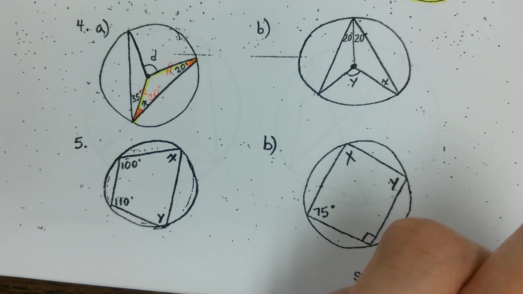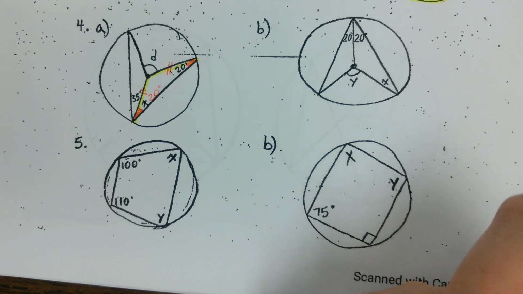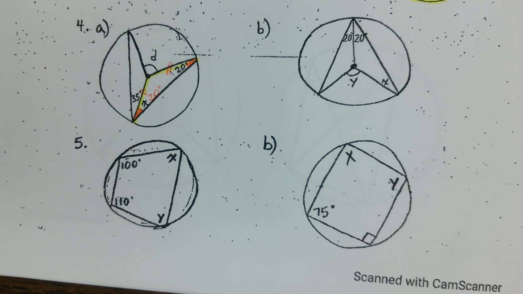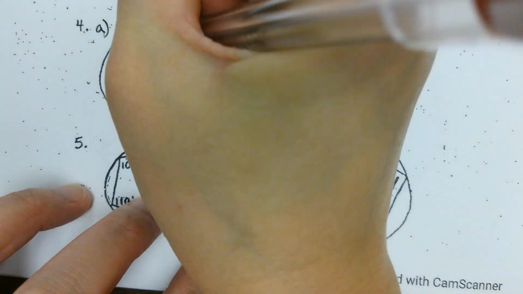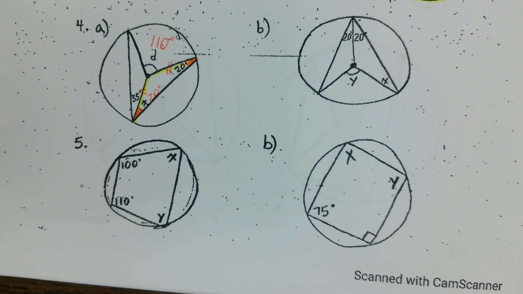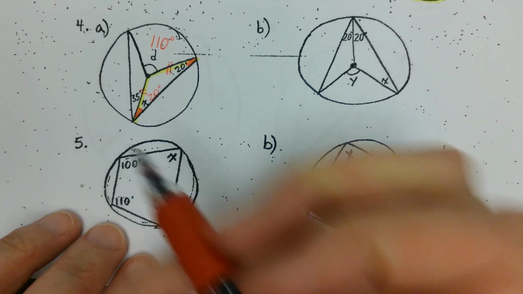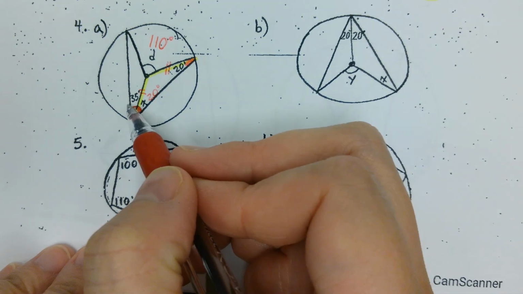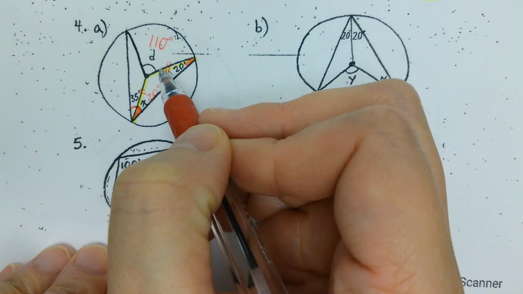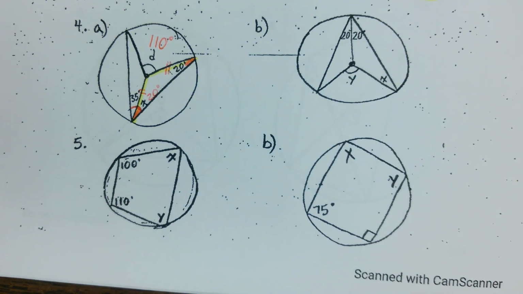Ooh, how did you get that, Amy? It's right. You're right. It's 110. But why is it 110? Where did this 110 come from? 35 plus 20. What is this whole angle right here? Your inscribed. It's 55 degrees. Your inscribed angle. This is your central angle. So it's double.